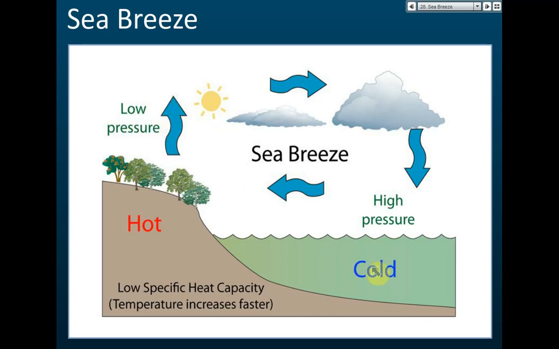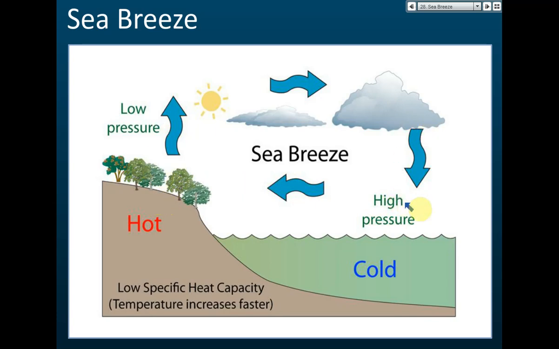The water is cold, okay? So it has high pressure, and it will cool down the air. Here low pressure, here high pressure, so the air will move from high pressure to low pressure. Okay, cold air, high pressure; hot air, low pressure. So when you go to the seaside, you will feel the wind blow. In the daytime, you will feel the wind blow from the sea to the seaside.